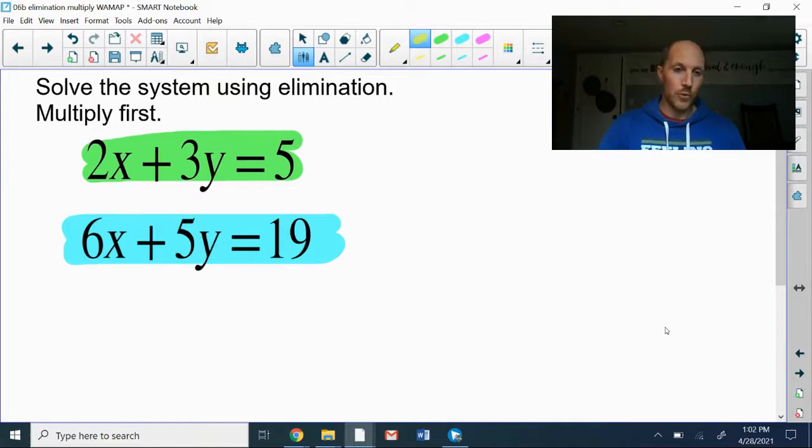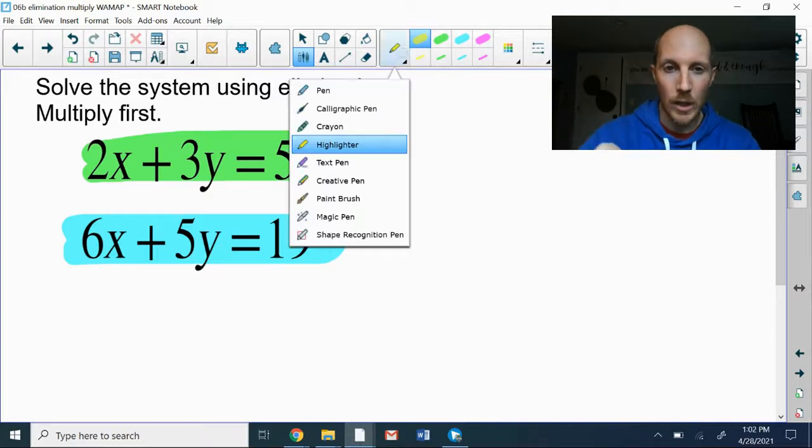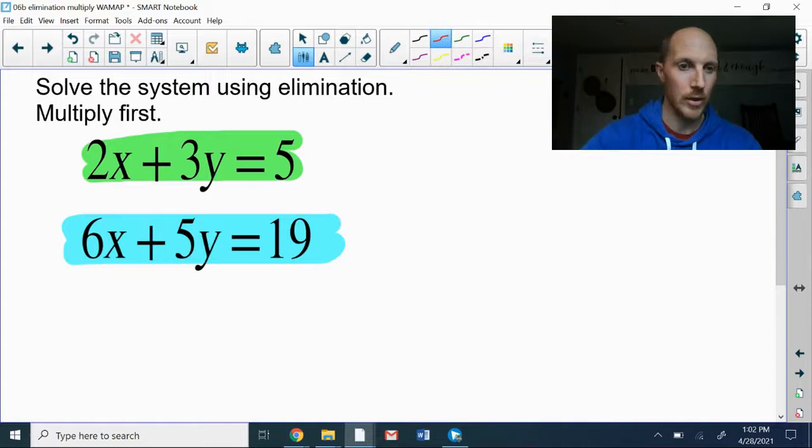So go through the checklist. Do the parts of the equations line up? Yes, x's, y's, equal sign, numbers. Super. Do the coefficients of one of those variables, is it the same? For x's, 2 and 6. No. For y's, 3 and 5. No. Okay, so my coefficients are not the same. So I need to pick a variable to eliminate, x's or y's. Sometimes we don't know which one is going to work best.